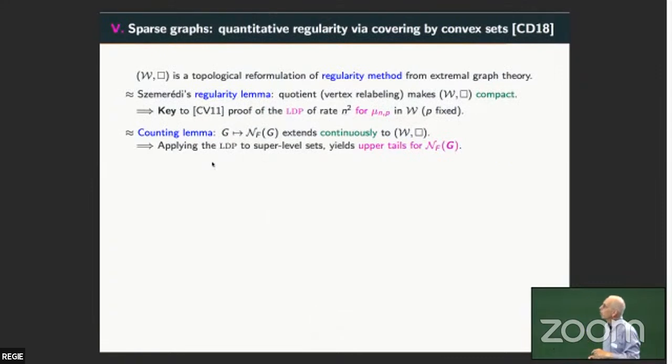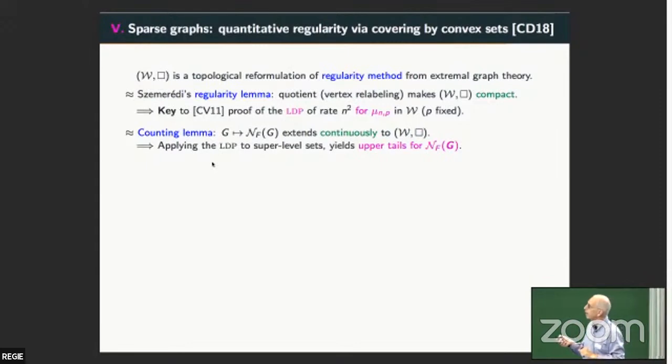Okay, so why is this working? This is working because this space of graphons is really a topological reformulation of something called the regularity method from extremal graph theory. The regularity method corresponds to something well known called Szemerédi's regularity lemma, which I will not explain, but roughly speaking, it says that whenever you take a graph, you can eliminate a relatively small number of vertices, and whatever is left, you can break into not too many groups. And then the density of edges from group A to group B will typically have very few fluctuations, almost constant in a certain relaxed way.